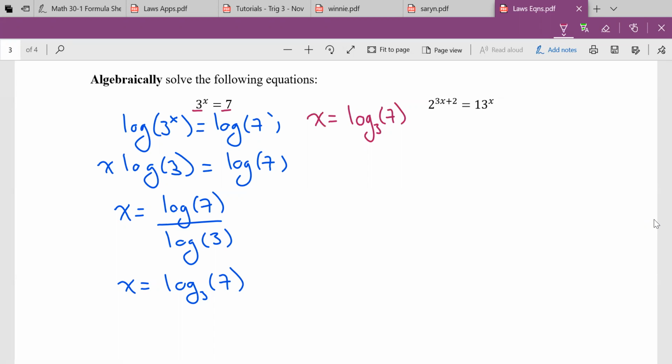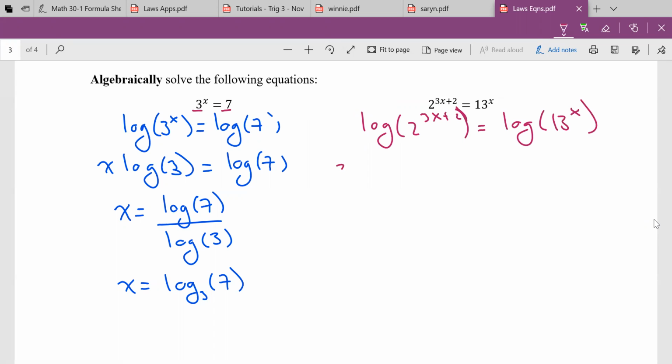Compare that to the next question where there are two different bases. So here I have to take the log of both sides. No big deal. Take the log of both sides. Okay, the same rules apply. My exponent becomes my coefficient.